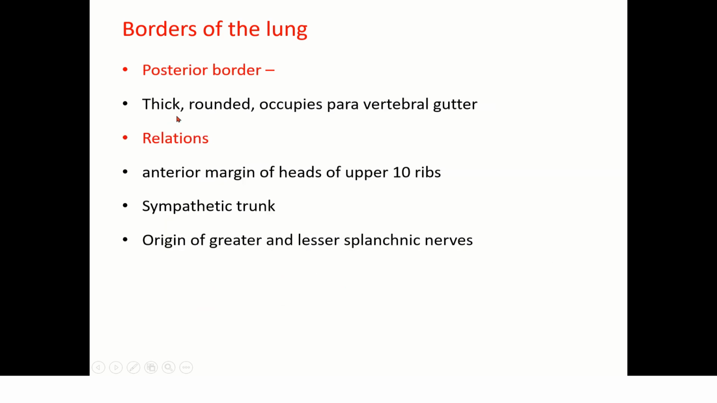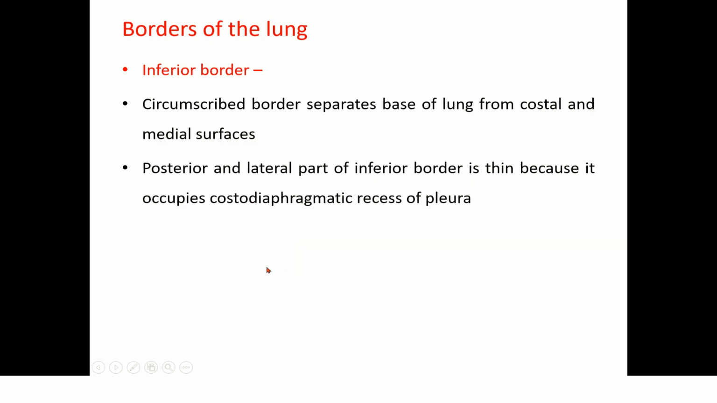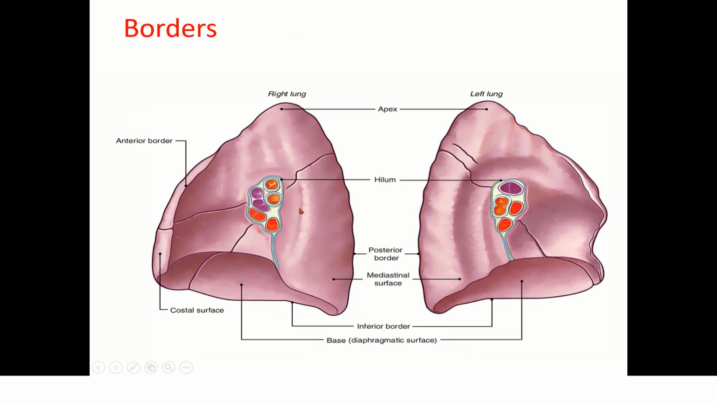So the posterior border is thick, rounded, and occupies the paravertebral gutter. Relations: anterior margin of the heads of upper 10 ribs, sympathetic trunk, and origin of greater and lesser splanchnic nerves. The inferior border is a circumscribed border that separates the base of the lung from the costal and medial surfaces. The posterior and lateral part of the inferior border is thin because it occupies the costodiaphragmatic recess of the pleura. So you can see here, this will be the anterior border, and this will be the inferior border, and this will be the posterior border.